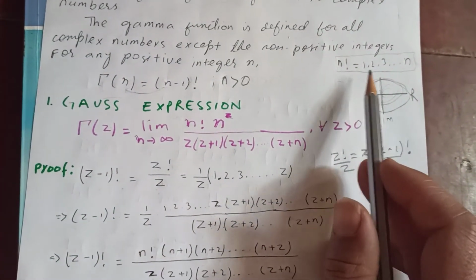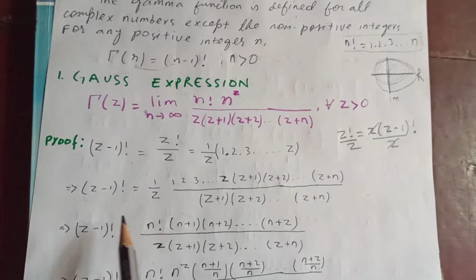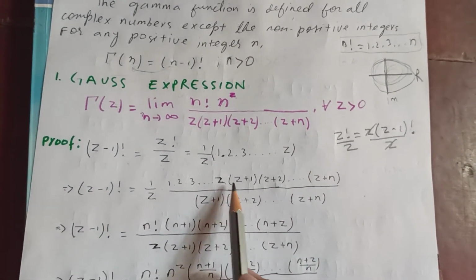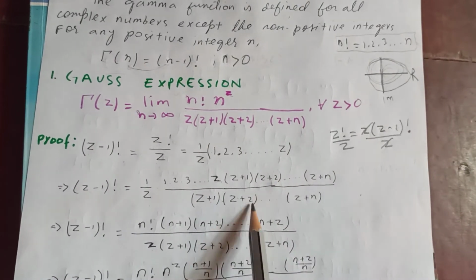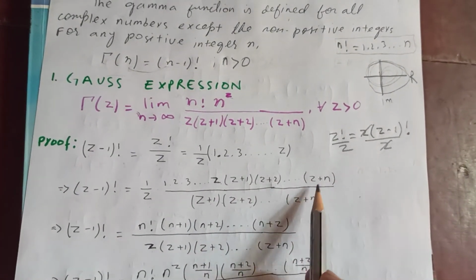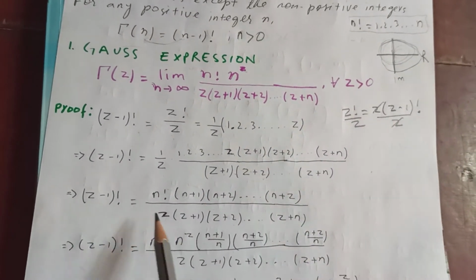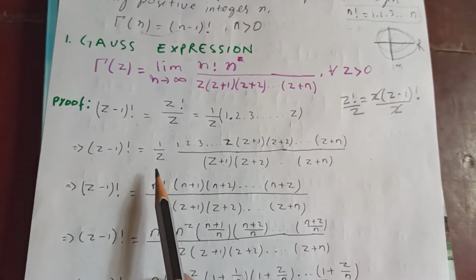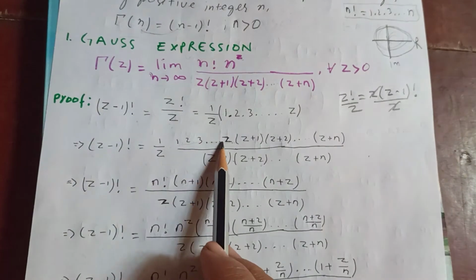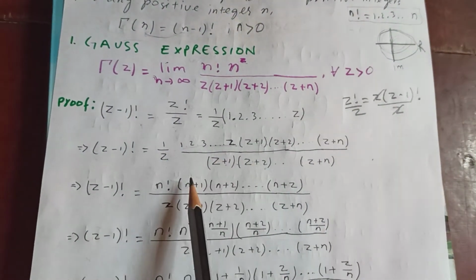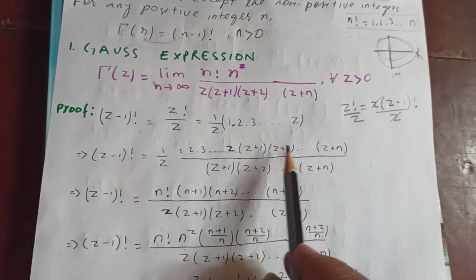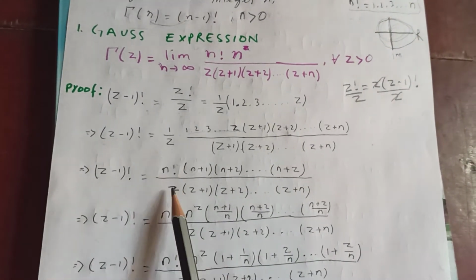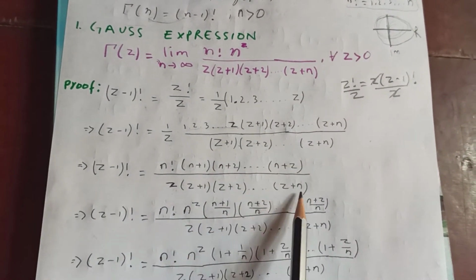Z factorial is nothing but 1, 2, 3 up to z. So z minus 1 factorial is equal to 1 over z times 1, 2, 3 up to z. Now multiply both numerator and denominator by z plus 1, z plus 2, up to z plus n. This whole term is nothing but n factorial, and n plus 1, n plus 2 up to n plus z, same thing, right? The numerator is just the same thing, divided by z plus 1, z plus 2 up to z plus n.